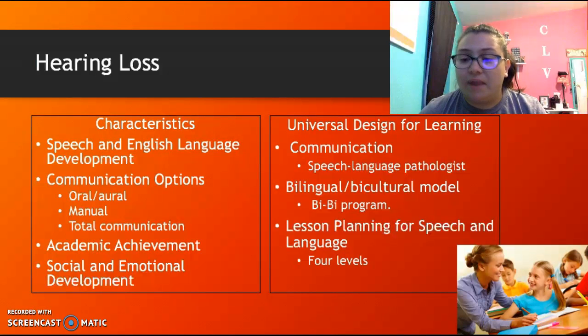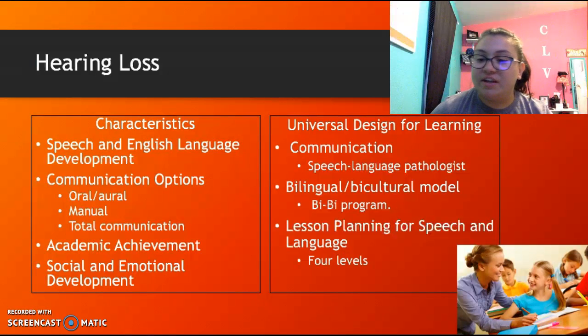This model is a bilingual English as a second language model for deaf students acquiring two languages, which is ASL and English, and that is called the Bi-Bi program or model. The Bi-Bi model takes theories and knowledge from ESL, English as a second language, research, and applies them to deaf education. The student learns ASL as the first language and then English as a second.